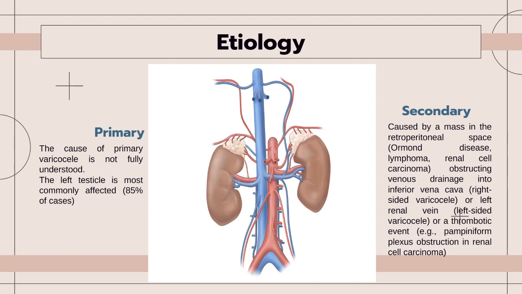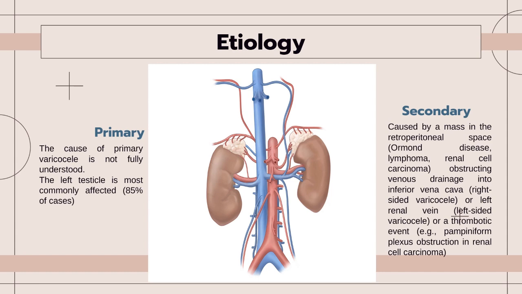Now we'll talk about the etiology, like what is the cause of this. We can divide the causes into two subtypes, primary and secondary. The primary, which is the most common cause, is unknown; we don't fully understand why varicocele happens. In this type, the left testicle is more commonly affected, around 85% of the cases. What is the theory behind this?